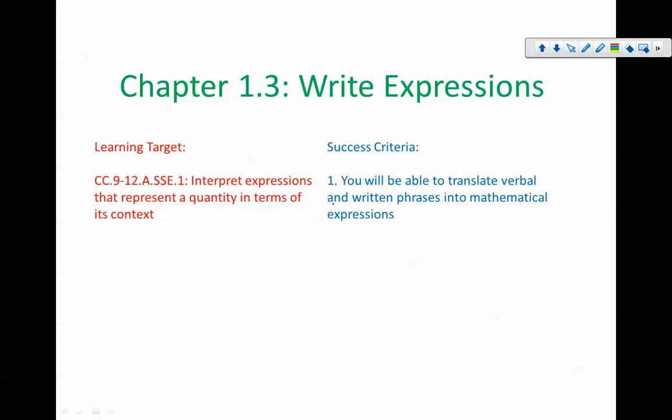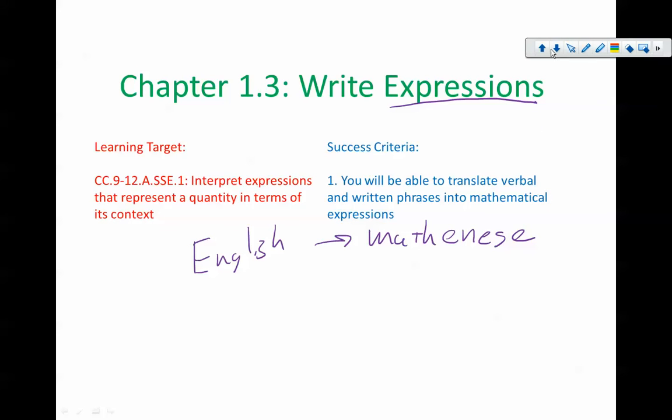This is chapter 1.3 now. And in this chapter, we're going to be writing expressions. So we're going to be looking at verbal and written phrases, and we're going to be turning them into an expression, right? Remember, an expression being any kind of mathematical format with a variable in it. Okay, so we're going to be translating things from English to Mathanese, right? We're translating here between English and Mathanese. That's my math language, Mathanese.